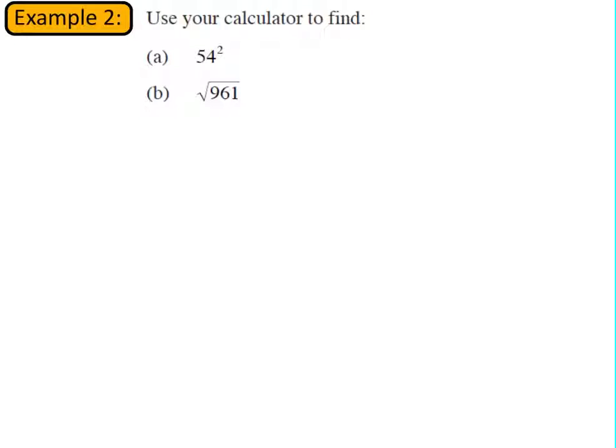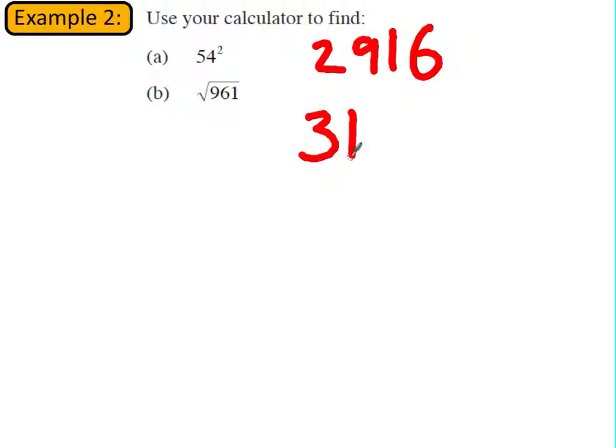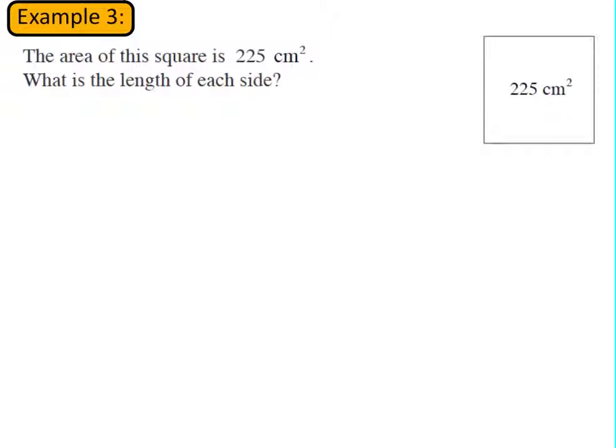Okay, so make sure you can use your calculator correctly, and you can find the squaring button and the square rooting button. 54 squared is 2,916. Make sure that you can get that on your calculator. And 961 square rooted is 31. Again, make sure you can find that button on your calculator and check you're getting the same results.